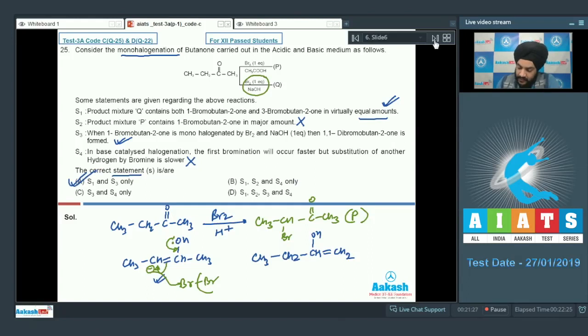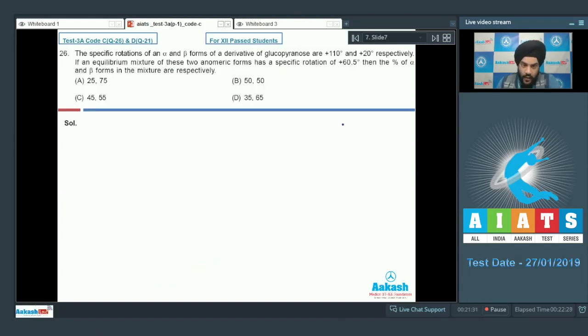Let us look at the next question. Question number 26. The specific rotations of the alpha and beta forms of a derivative of glucopyranose are plus 110 degrees and plus 20 degrees respectively. If an equilibrium mixture of these two anomeric forms has a specific rotation of plus 60.5, then the percentages of the alpha and the beta forms in the mixture are respectively. Students, this is a very simple question. So we have the alpha form and the beta form. The alpha form has a specific rotation of plus 110, whereas the beta form has a specific rotation of plus 20.